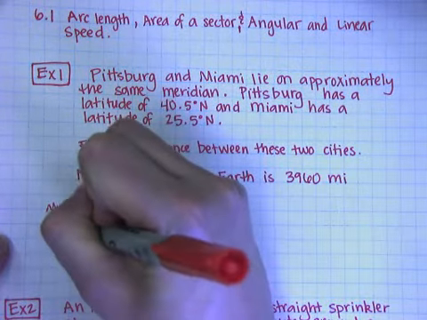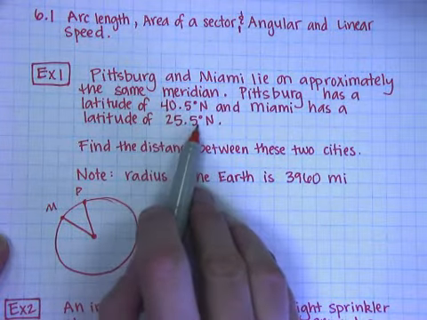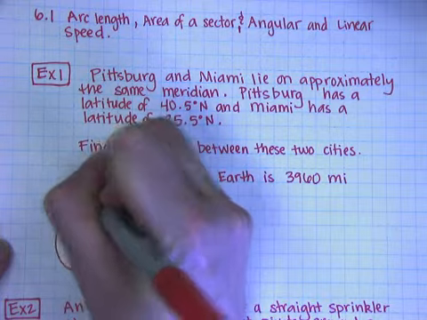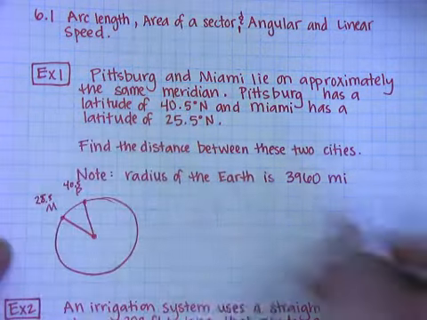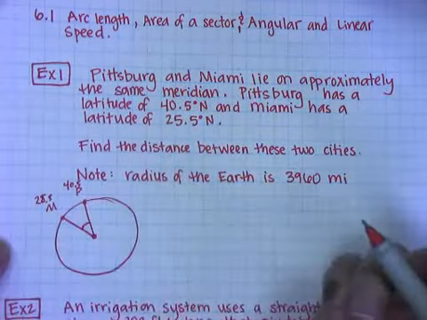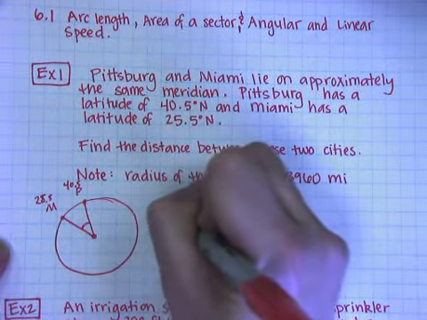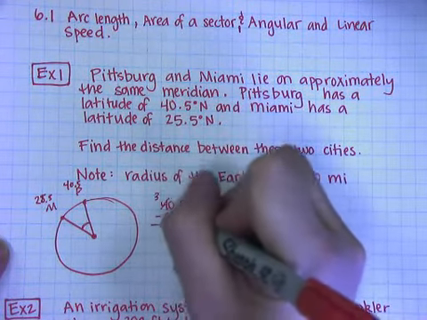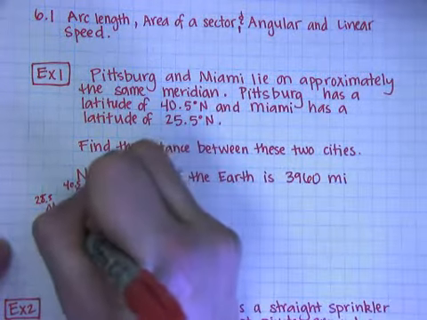And the angle between them is going to be the angle between 40.5 and 25.5. So if this guy is at 40.5 and this guy is at 25.5, I can subtract to find this angle in between them. So 40.5 minus 25.5, let's see, I'm going to borrow, 10 minus 5 is 5. We get 15 degrees between them.